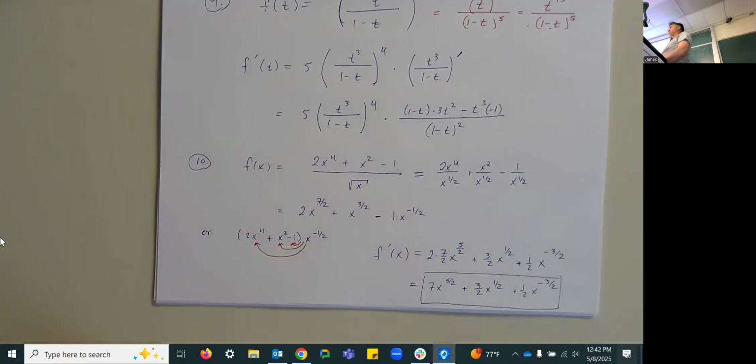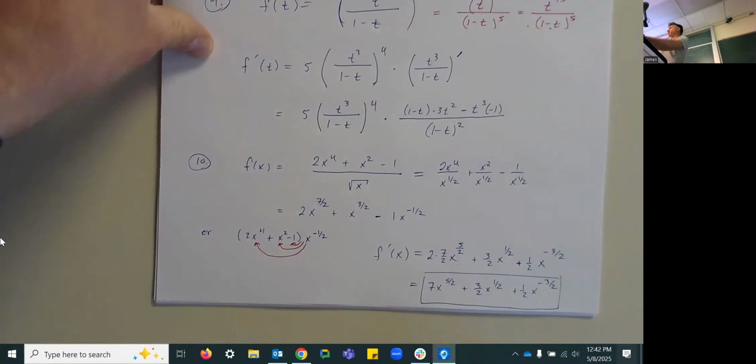Instead of using the quotient rule, right? The quotient rule is definitely not the way to go. All right, a few more extra hard examples, and then we'll talk about some other things.